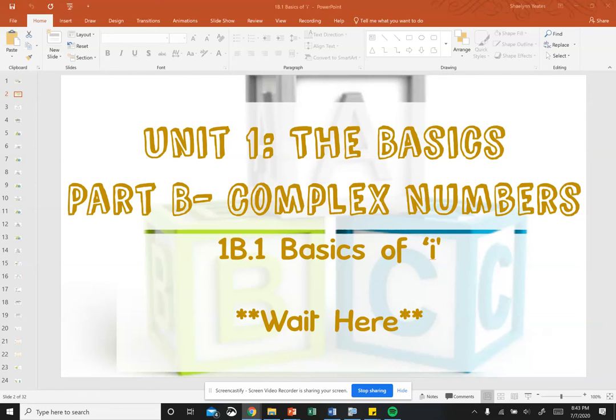All right, guys, we're getting into my favorite topic. This is actually part of what my master's thesis was on. And today we're going to be talking about the basics of i. Now, you may not know what that is. You may have heard about it. Hint: it's complex numbers, but we're going to go into it.